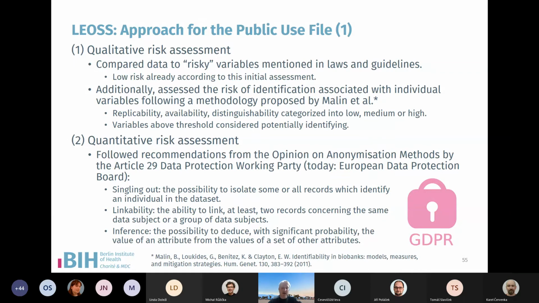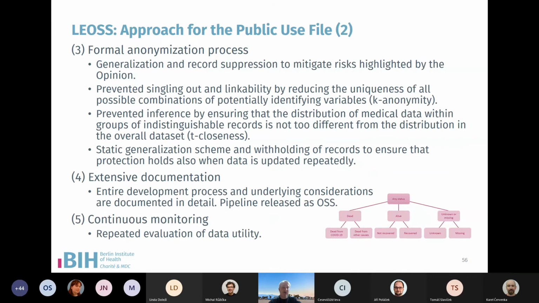But there's quite a lot of literature that you could refer to when you want to justify why you have selected a certain risk threshold. It's a good idea to use 0.09 because there's quite a lot of justification for this, or there are quite a lot of references for this in the literature. And we implemented this in this case with quite traditional methods using k-anonymity and t-closeness, and then also continuously monitored what actually happened to the data.